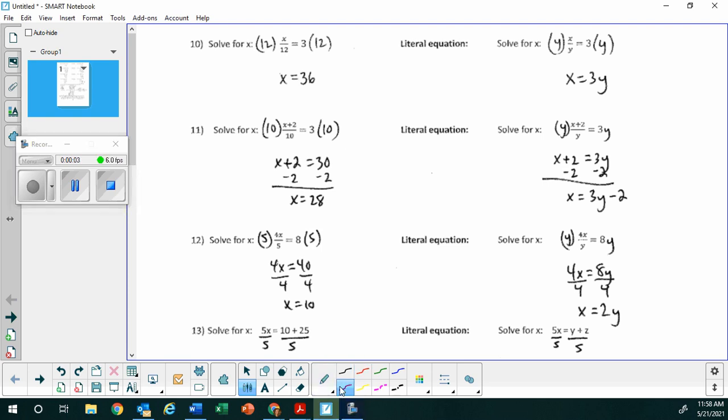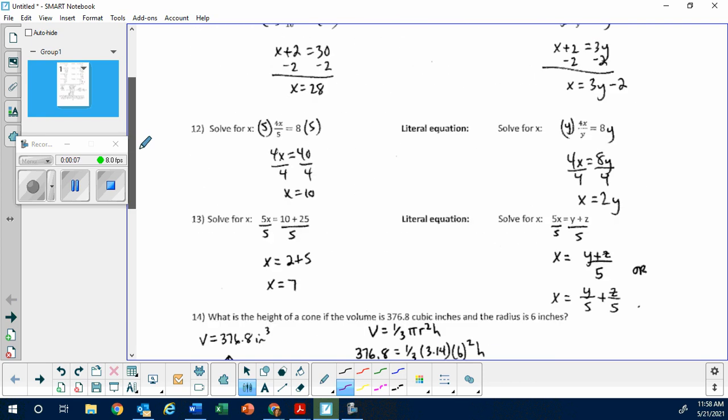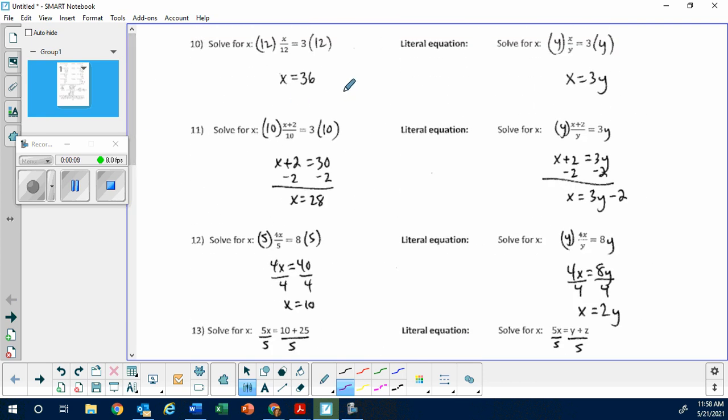All right, so now that you've had a chance to watch the intro video, I am now on page 2 with you guys, and we're just going to practice, again, getting good at solving these literal equations. And I'm going to take some of what you know and apply it to some of the new stuff, okay? So we're over here, we're starting on number 10.